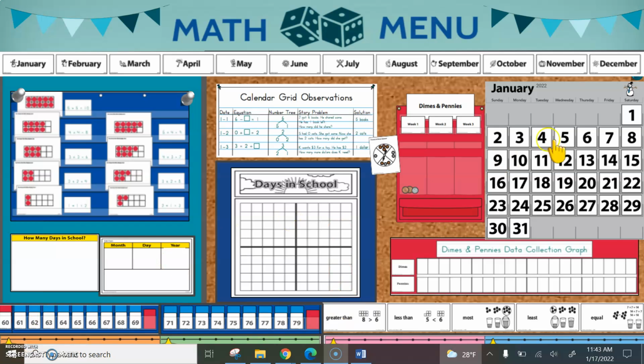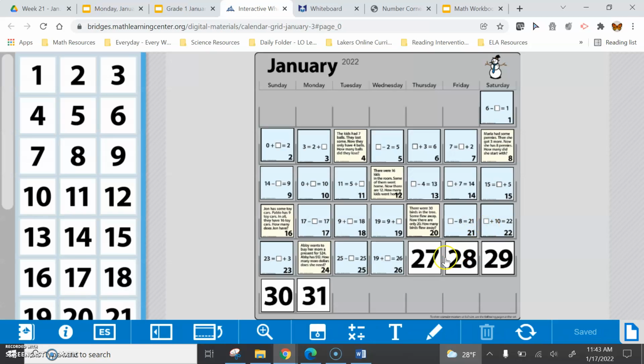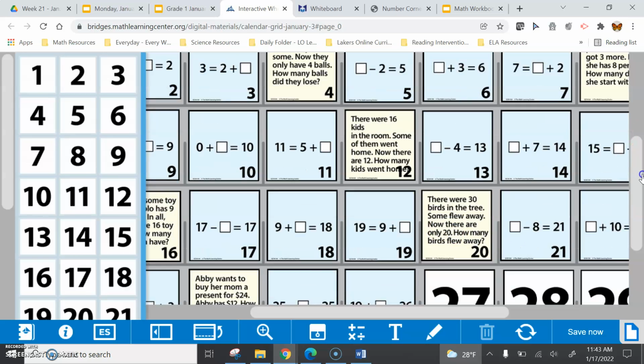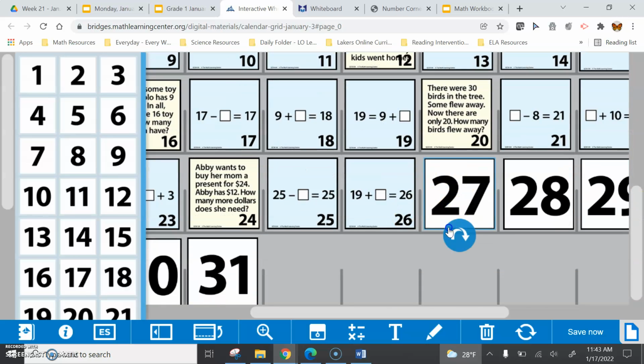Let's see what's on our Number Corner calendar. Wow, we have 27 is equal to 7 plus something.